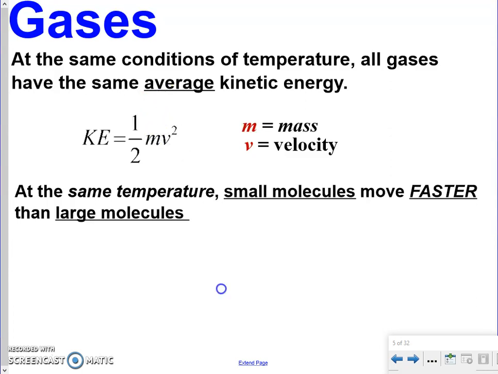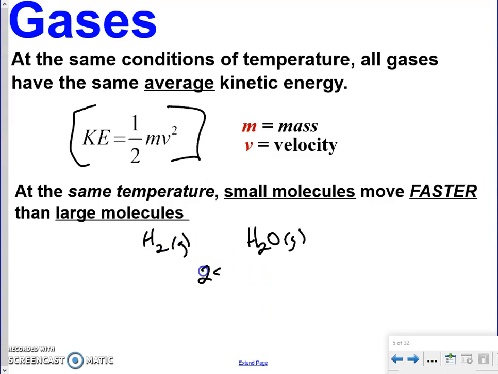Now, a lot of what we do in AP Chemistry is not so much using this equation. You'll notice this equation is not on your formula sheet in any way, shape, or form. What do we do with this? We use this to compare two different gas molecules. So let's say I'm looking at hydrogen and I'm looking at water, and we're going to assume both of these are gases. And we say, okay, they're both at 25 degrees Celsius. Well, what does that mean? That means they are both at the same temperature, and therefore they have the same kinetic energy.